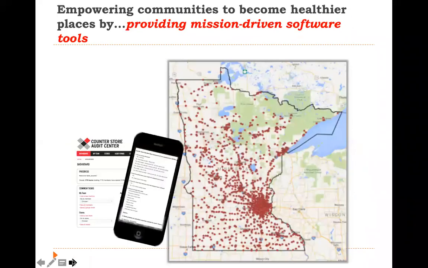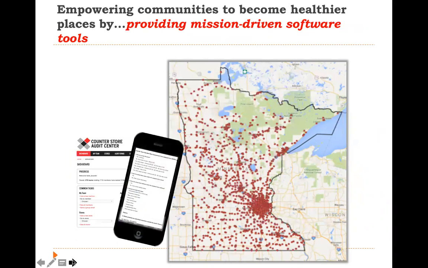We also provide mission-driven software tools. We have a tool called the Store Audit Center, which is a mobile data collection tool that people can use to collect assessment data in their community. So, seeing what products are being sold, what the prices of those products are, and where they're placed in stores. It's a really good tool for that.